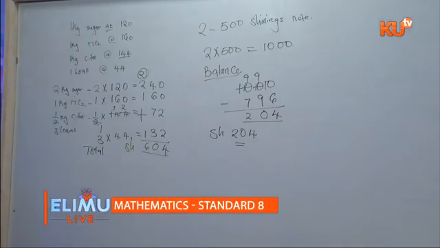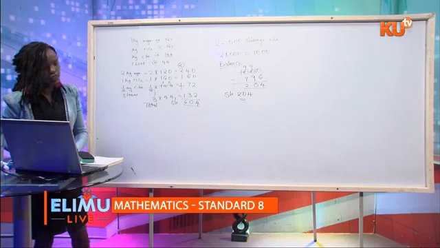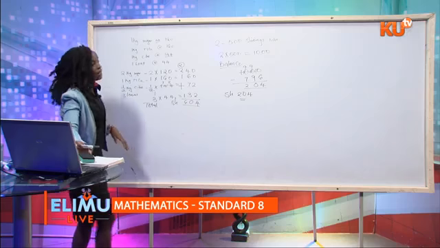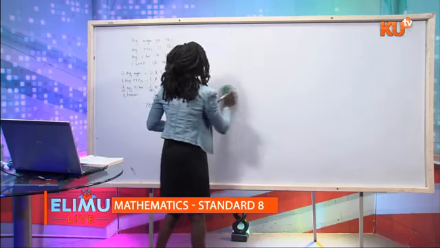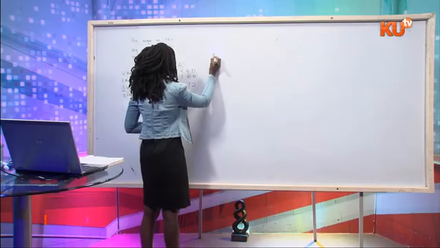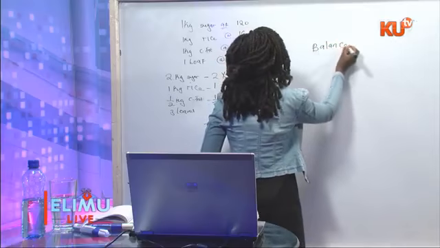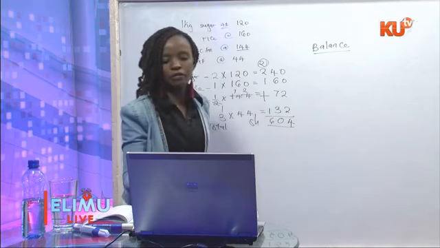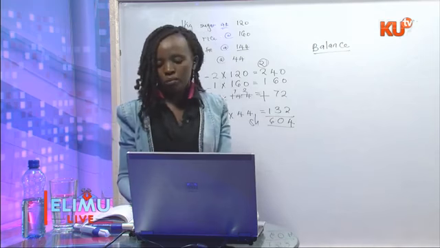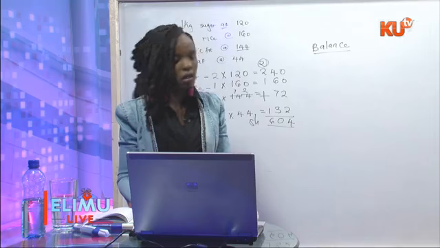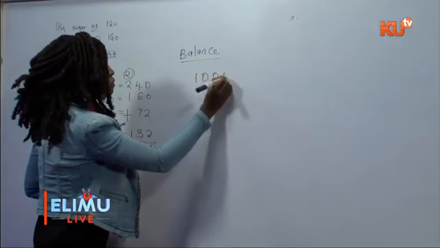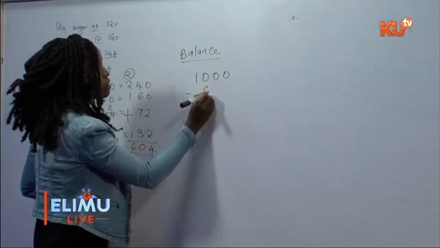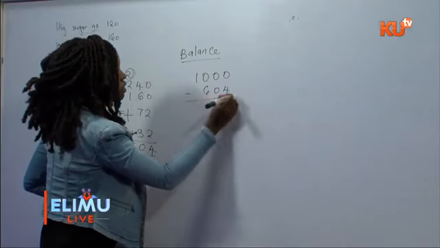Then you're told that she gave the shopkeeper a 1,000 shillings note. What balance did she get? We are calculating the balance, or we are getting her balance. Remember, to get the balance, you take the amount of money that was given out minus her bill or the total cost. That is 1,000 minus 604 shillings.